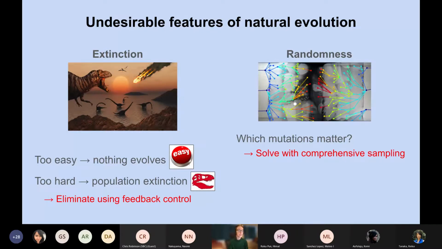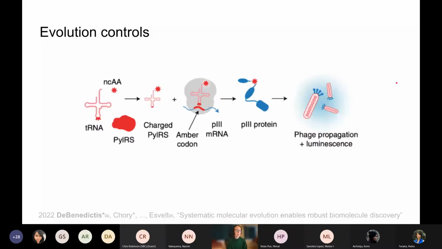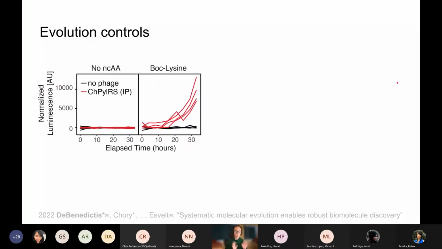And as one final, very brief example, there's a related question with randomness, which is what do the mutations do? How are they altering the function of the protein? In this experiment, we were evolving some aminoacyl tRNA synthetases to charge tRNAs with non-canonical amino acids. And we performed this evolution in quadruplicate.